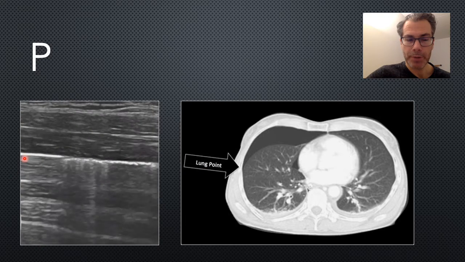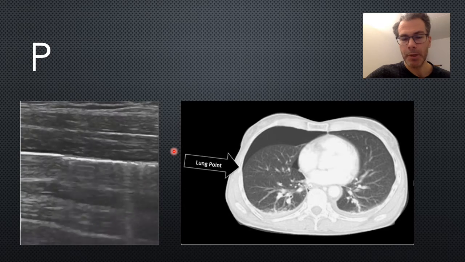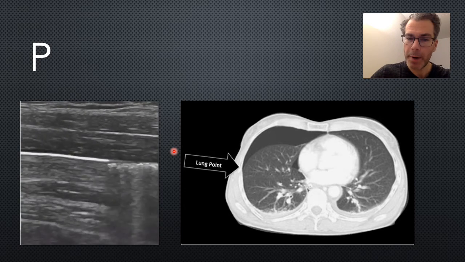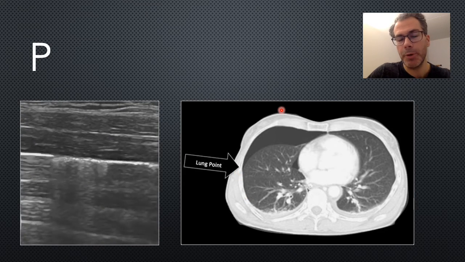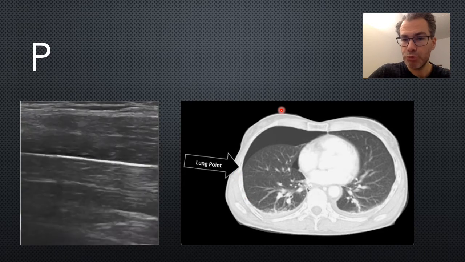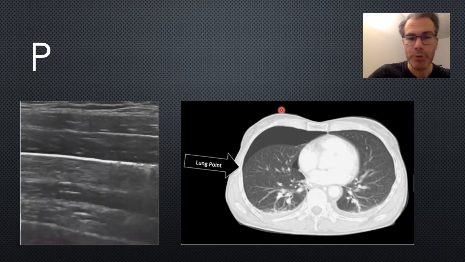So here on the ultrasound image, we have no sliding on the left and sliding on the right. So if you just rotate your probe so it's parallel to the ribs and then slide back posteriorly until you find the transition point, this is really useful for ruling in a pneumothorax. Of course, if the whole lung is collapsed, you won't see a lung point.